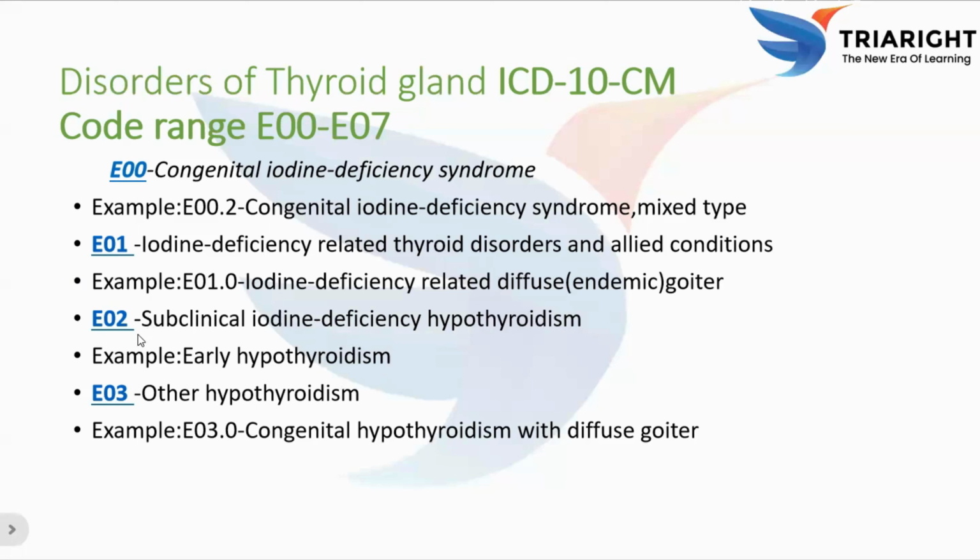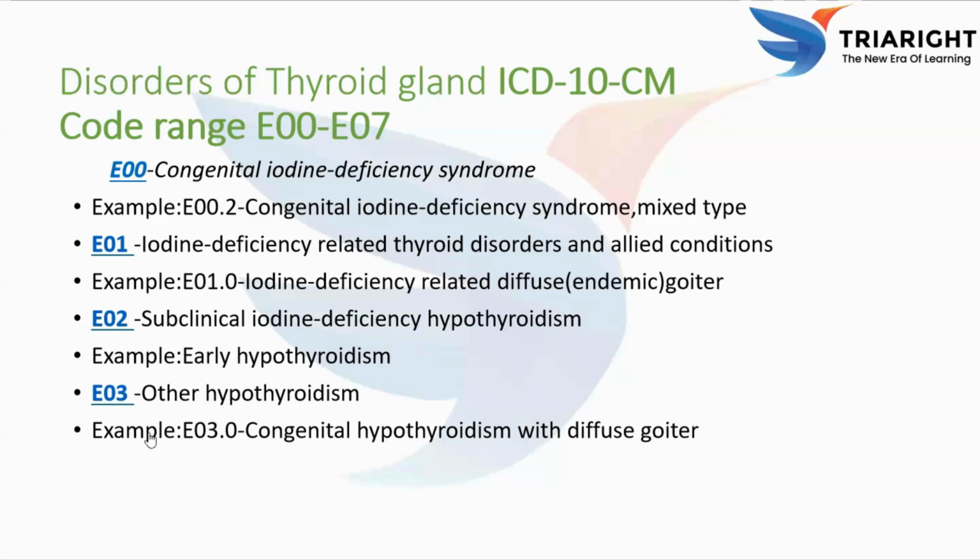So the next code, E02, what is it? Subclinical iodine deficiency hypothyroidism, for example, early hypothyroidism. What is the meaning of this? This is a mild or early stage of hypothyroidism. Subclinical means symptoms are not obvious yet. Blood tests show abnormal hormone levels even though the person feels fine. So E02 is an early or hidden stage of hypothyroidism due to iodine lack.